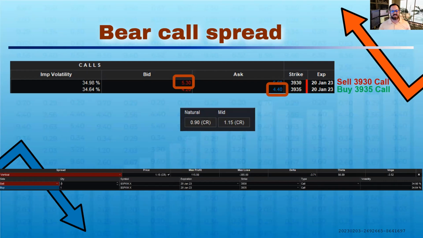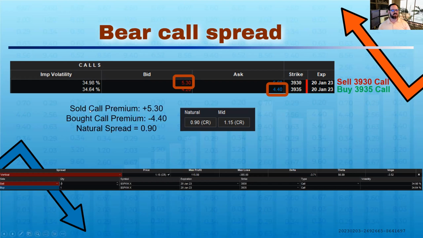Typically, if you're buying retail, you would normally buy from the ask, you would sell to the bid. And if you just take face value, what they're willing to give you, that would be 90 cents for the natural spread, because the call would be sold at $5.30 right there, the bid price. And the call would be purchased at $4.40, the ask price. So that difference is 90 cents. But you can always try and negotiate and get a better price.